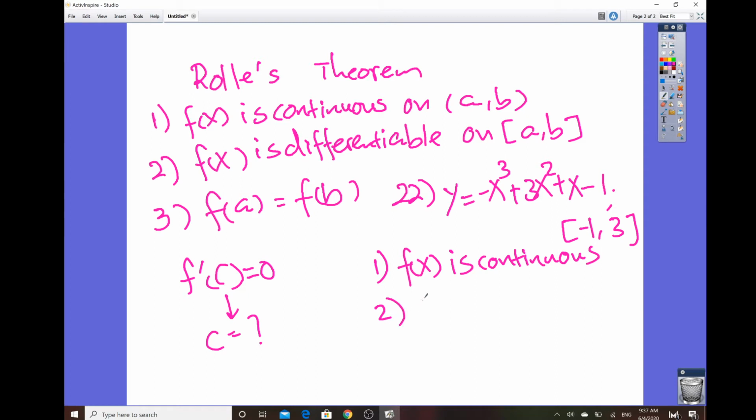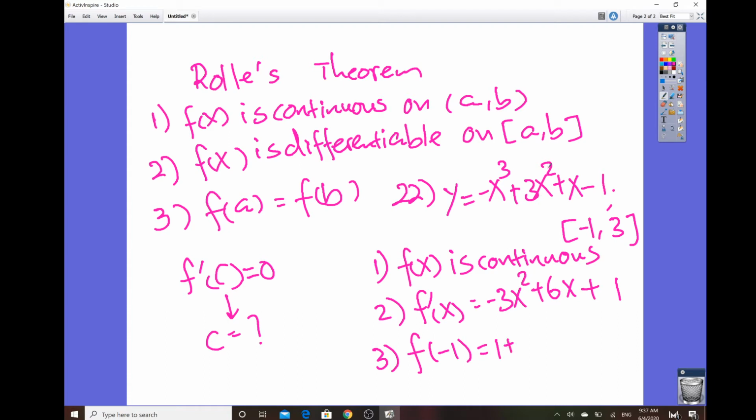And then number 2, f prime of x, so it's differentiable. Once we differentiate it, we got negative 3x squared plus 6x plus 1. And then for condition number 3, you want to find out f of a, so f of negative 1. Would that be the exact same thing as f of 3? So you just plug in negative 1. We got negative 1 quantity to the power of 3, so it's negative 1 again, negative, negative, positive. So 3 times negative 1 quantity squared, so we got 3. And then plus negative 1 minus 1. So 1 plus 3, that's 4. 4 minus 1, then that'll be 2.